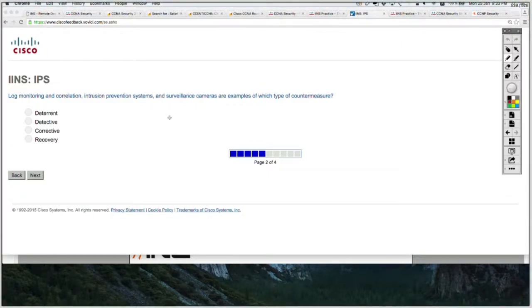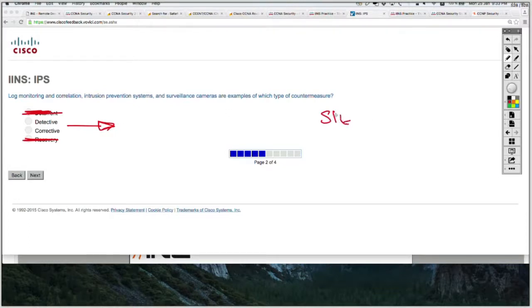So Ivan says, isn't IPS corrective though? IDS would be detective. So I suppose everybody agrees that those systems outlined in there, video cameras, SIEM solutions, and IPS is not recovery and not deterrent. So let's speak about corrective and detective.